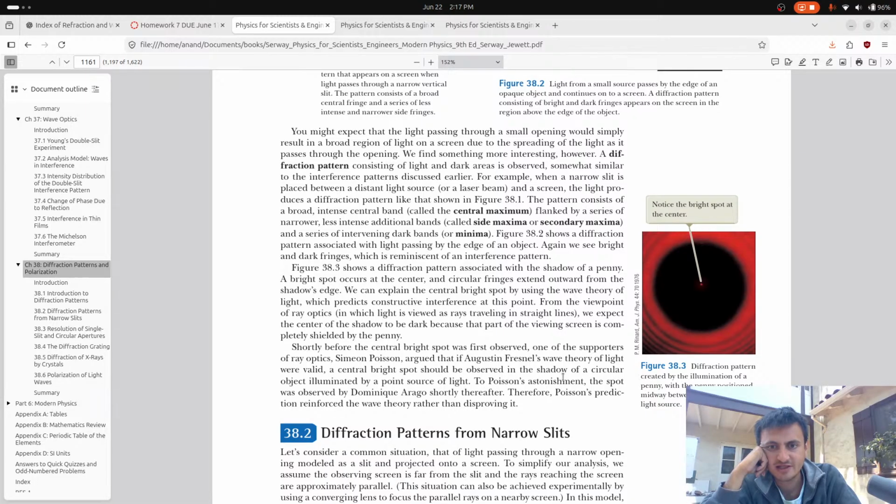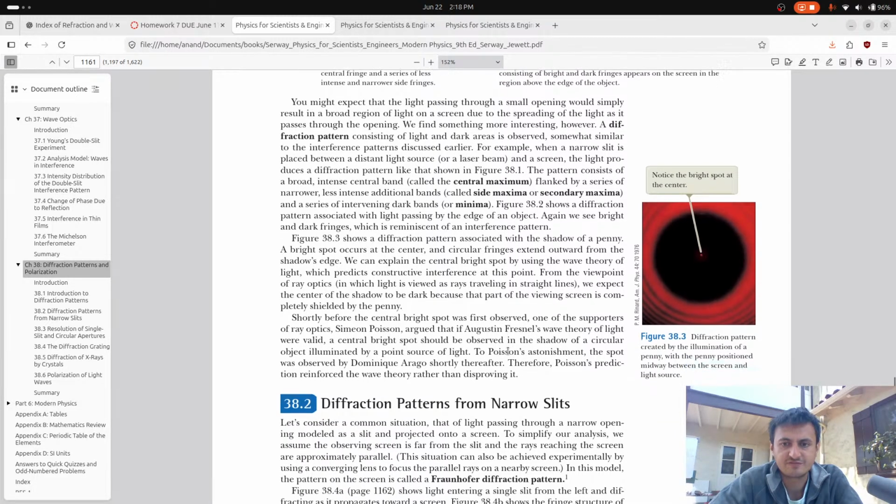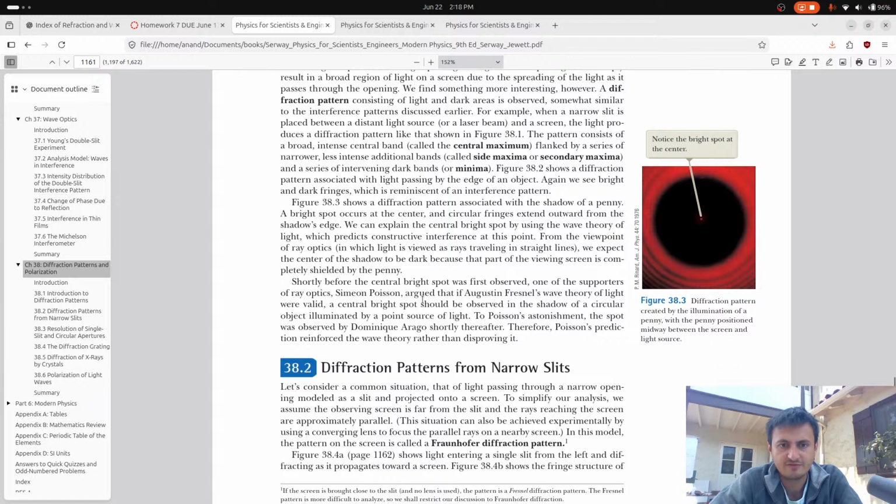We can explain the central bright spot by using the wave theory of light, which predicts constructive interference at this point. From the viewpoint of ray optics, in which light is viewed as rays traveling in straight lines, we expect the center of the shadow to be dark because that part of the viewing screen is completely shielded by the penny. Shortly before the central bright spot was first observed, one of the supporters of ray optics, Simeon Poisson, argued that if Augustin Fresnel's wave theory of light were valid, a central bright spot should be observed in the shadow of a circular object illuminated by a point source of light.